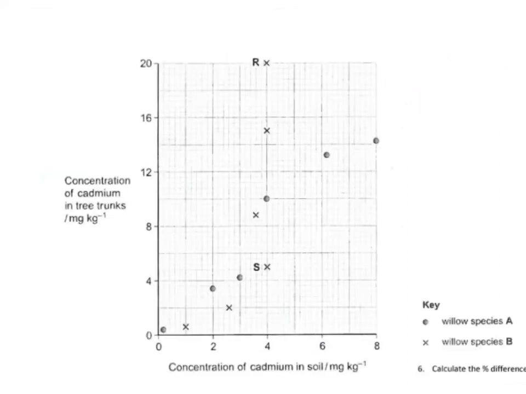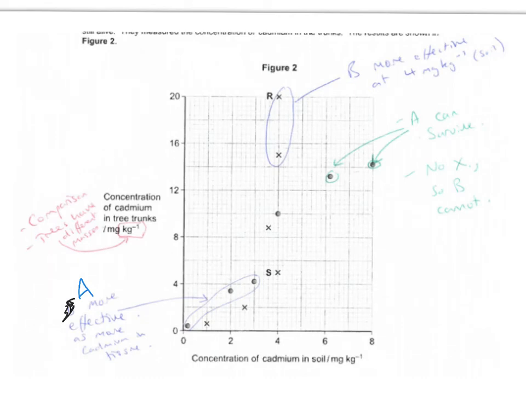So in this next graph, we've got two species of willow that were planted to try and remove cadmium from the soil. So we know that the willow is going to be successful if it's got more cadmium in its tree trunk than it has in the soil. So again, it's useful to highlight and annotate anything you see on the graph before you start questions. If you're going to say which is more successful, if you're going to evaluate this, you can see that there are actually arguments for both sides, and that's what you want to do with an evaluate. So which is better at removing cadmium from the soil, species A, which are the dots, or species B?